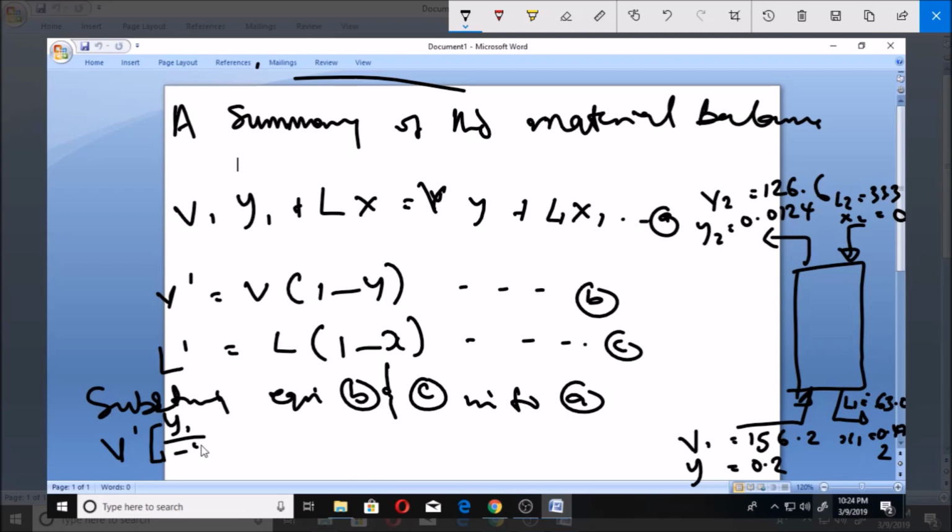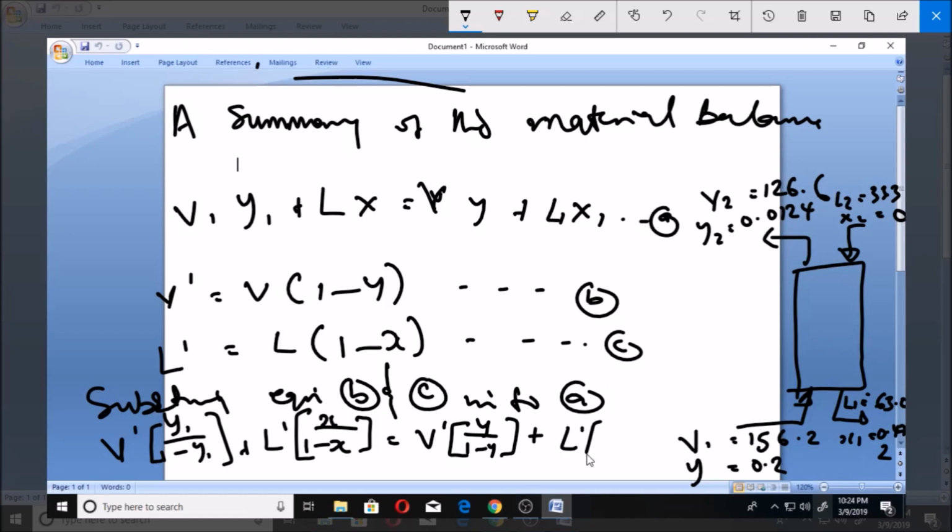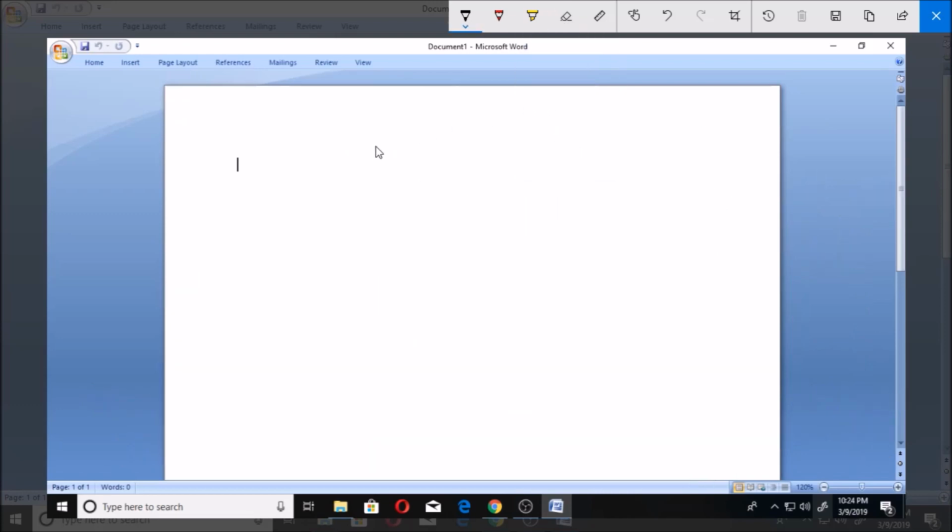y1 over 1 minus y1 plus L prime into bracket x over 1 minus x is equal to V prime into bracket y over 1 minus y plus L prime into bracket x all over 1 minus x1. So that's what we are going to have as our equation D. Now, having this, equation D is valid for the column.